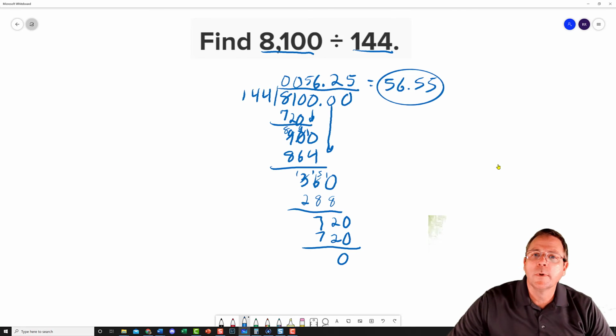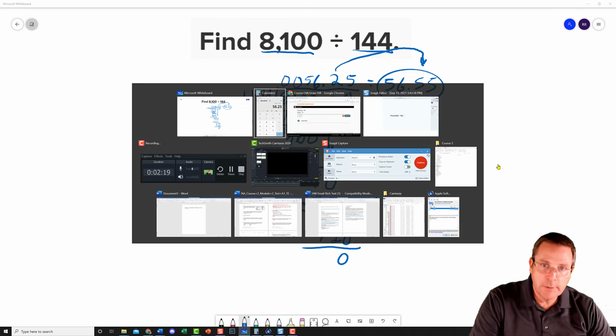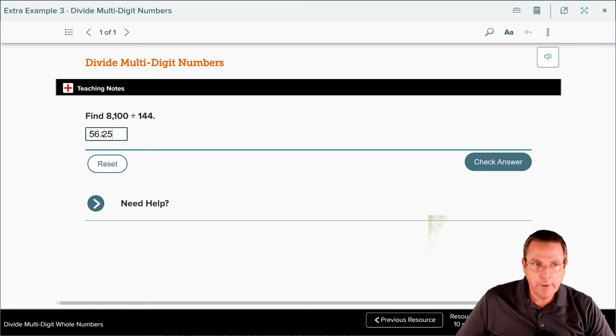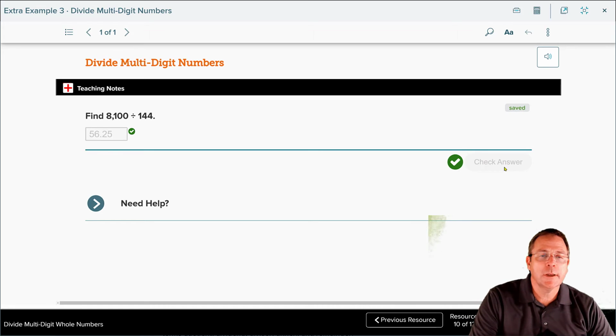I miswrote. I had a graphical error. I changed that 2 into a 5. My math was good. I'm going to be doing 56 and 25 hundredths. Now I'm going to check it, and our answer checks well.